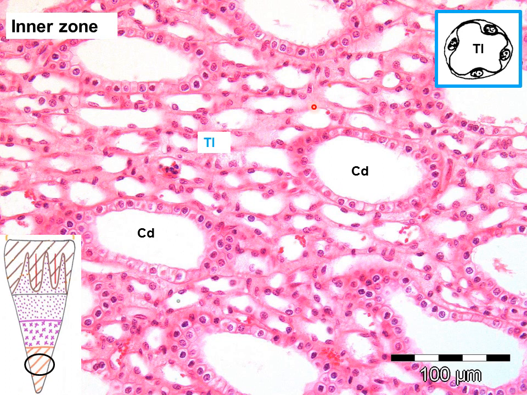Okay, this is just it in cross-section. Here you can see quite nicely these thin limbs and the collecting ducts with their nice cuboidal epithelium. There's the epithelium of the thin limb, and you can see that all over here.